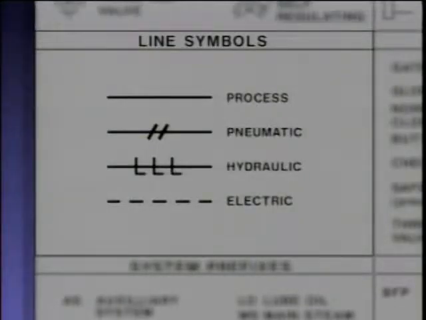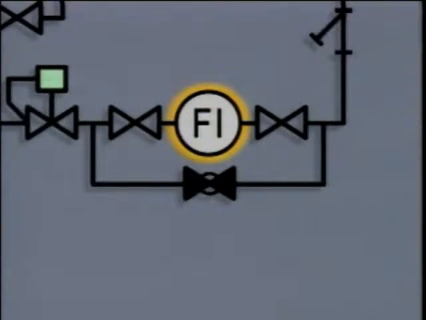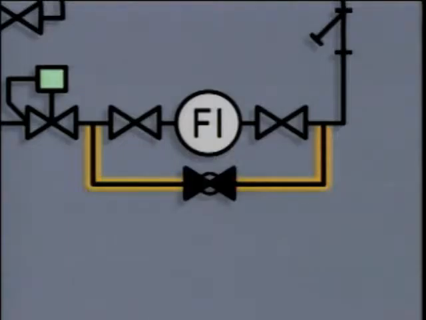There's a separate section on this legend for the different kinds of line symbols. This symbol represents the flow path of material through the system, and these represent instrument signals. This arrangement allows flow to bypass the flow indicator if necessary. The symbol for the valve in the bypass line is filled in to indicate that it is normally closed during system operation.